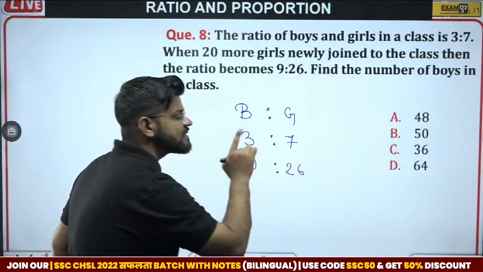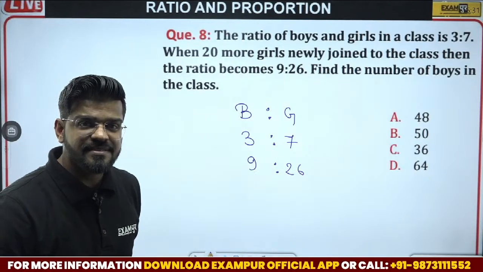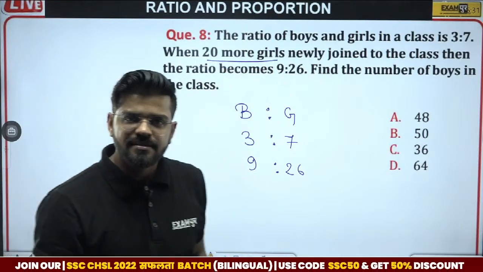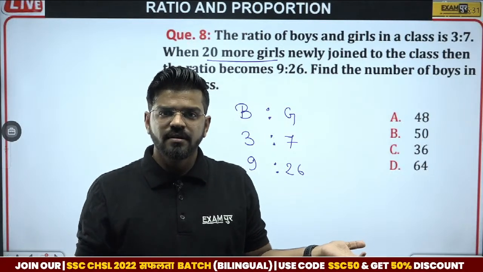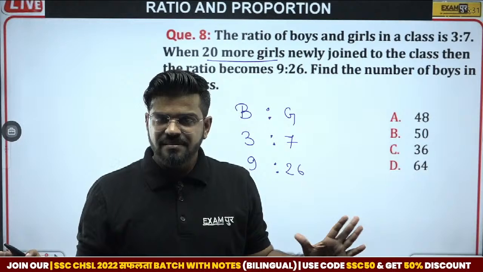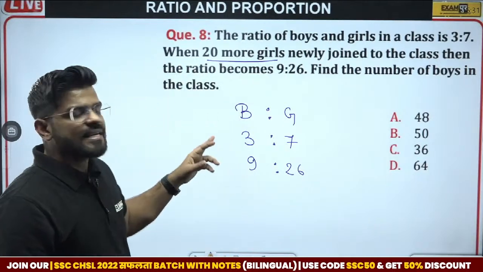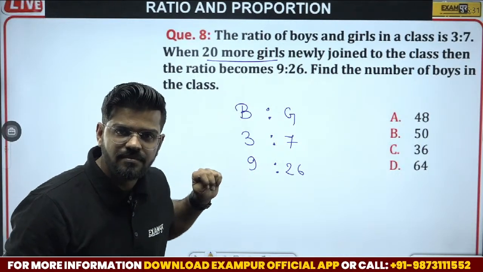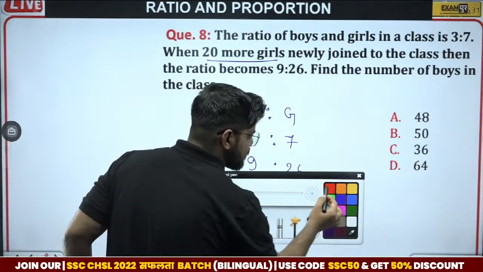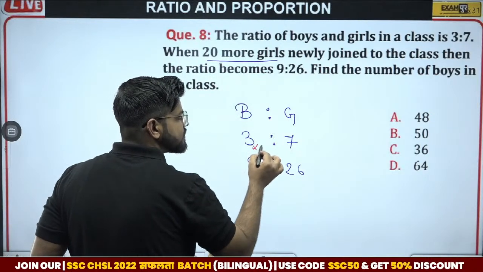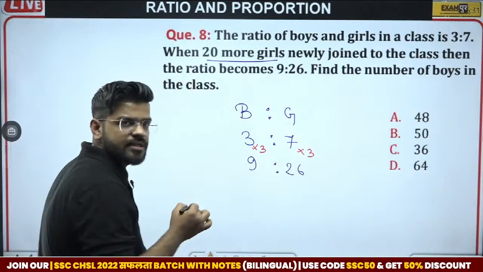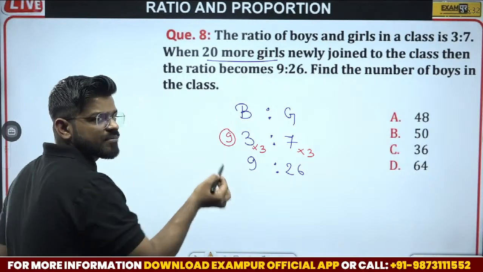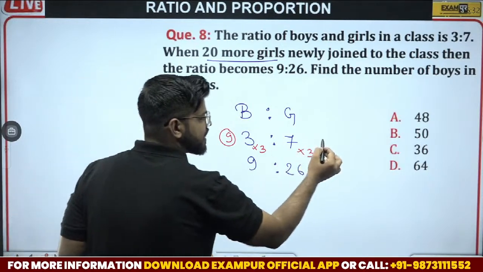9:26. When does this ratio become 9:26? When 20 more girls join the class. That means boys are the same. Boys are the same in the class, only girls join. So if boys are the same, then their ratio should also be the same, right? So to make the ratio the same, what we have to do? We have to multiply here by 3 and also multiply here by 3, right? So they both become 9. Now boys become 9, which is equal, and here it becomes 21.